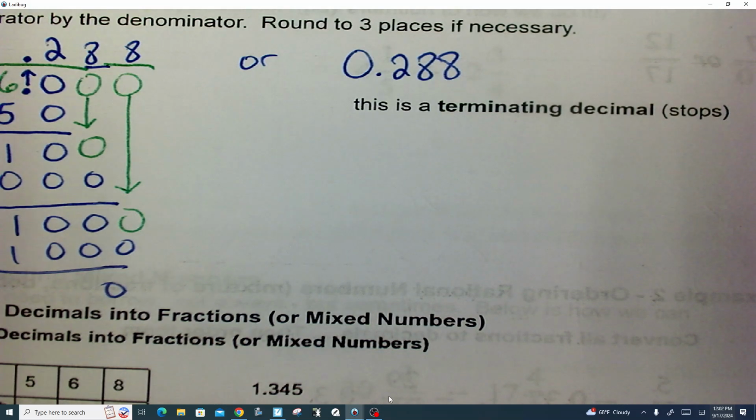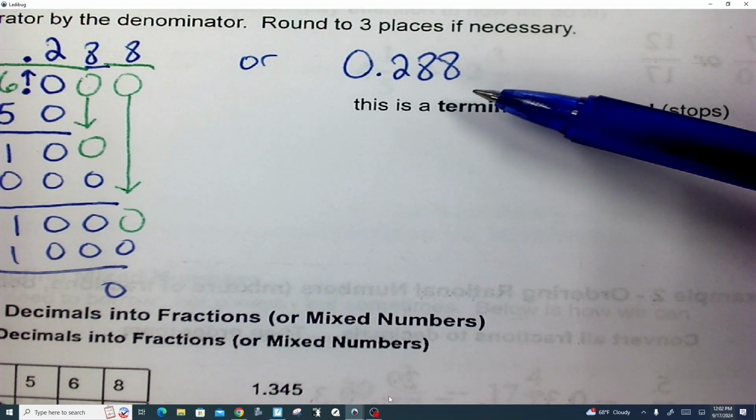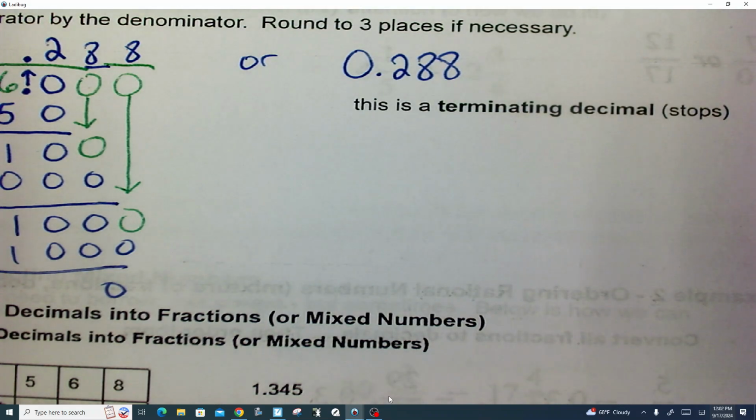And on the next lesson, we're going to talk about how do we actually pronounce this correctly. It's not "point two eighty-eight." I mean, that's how people say it, but we're going to talk about how to pronounce it correctly, and that'll be on the next one.